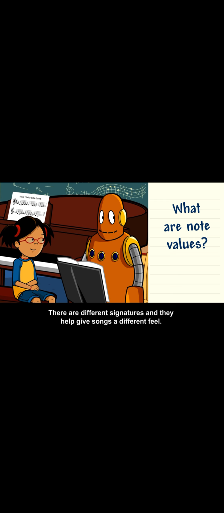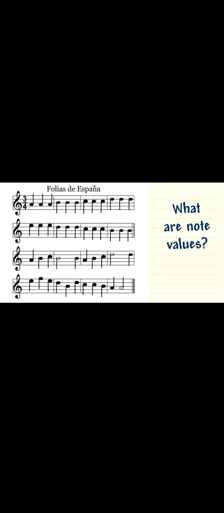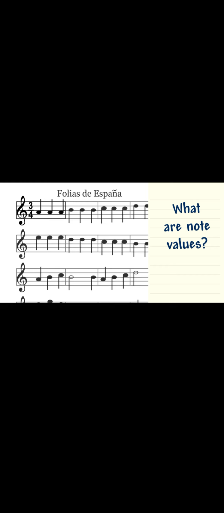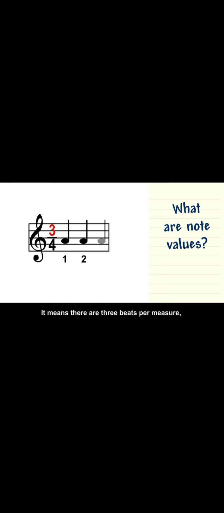There are different signatures, and they help give songs a different feel. This song is in 3/4. It means there are 3 beats per measure, and the quarter note equals the beat. Listen to the song and pay attention to how it feels.